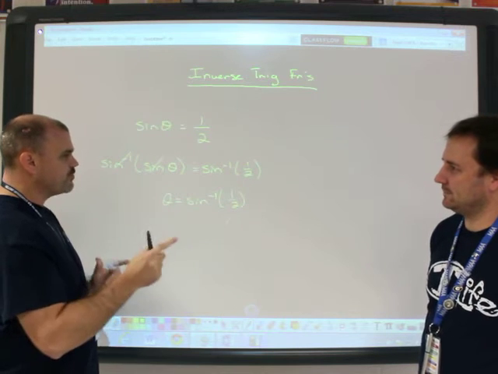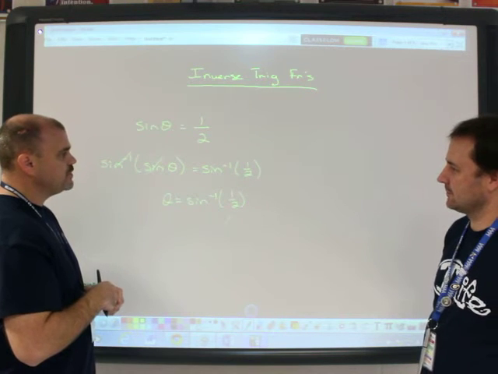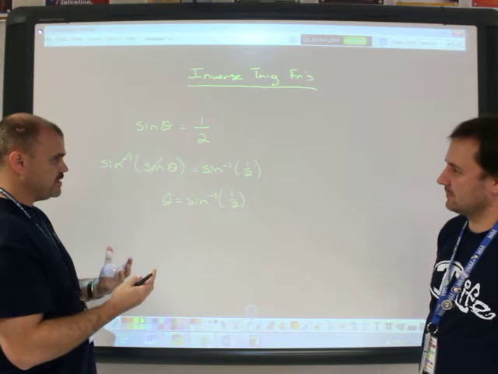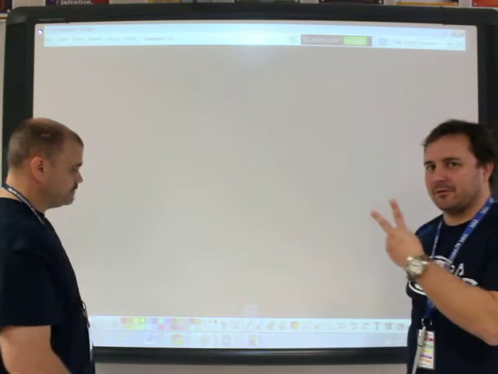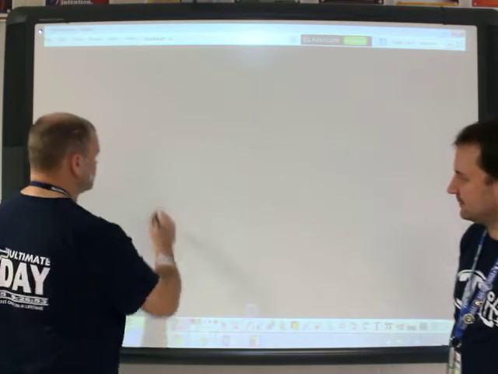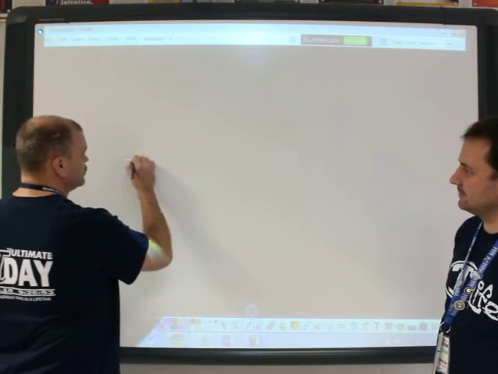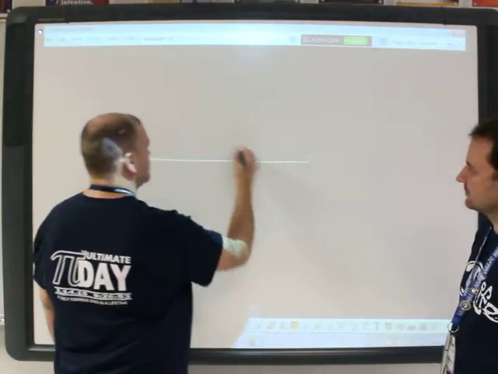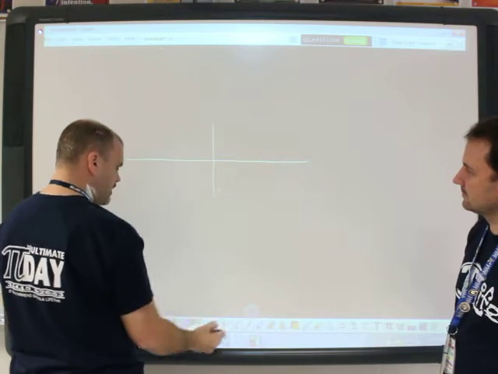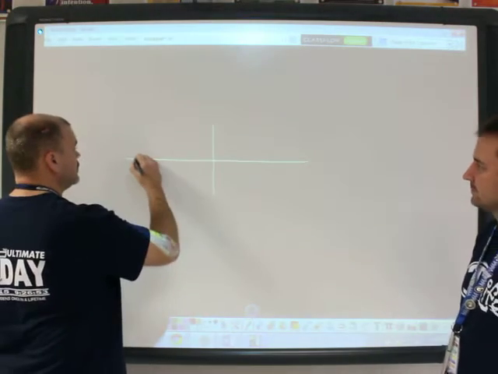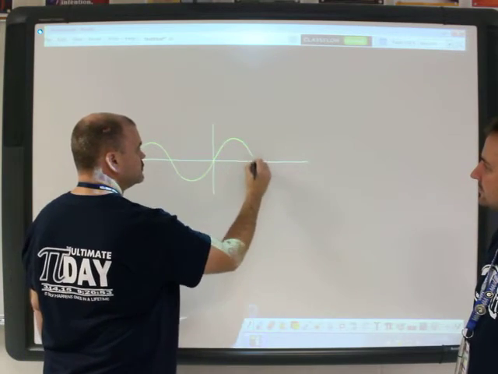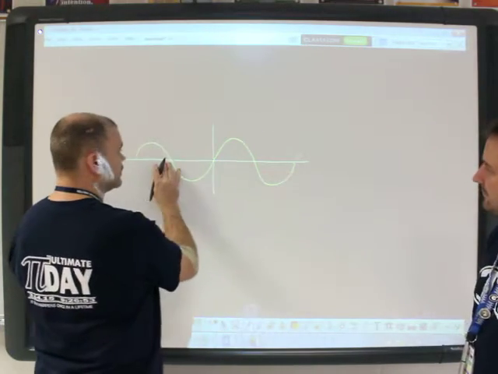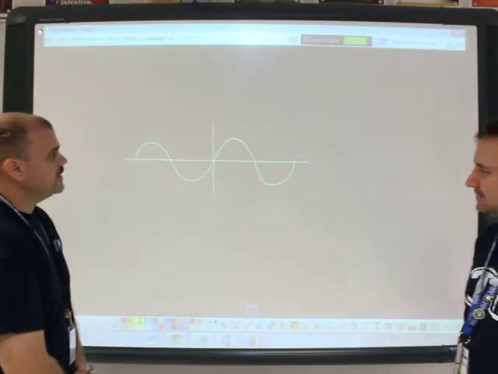But I think there could be a problem with that, Mr. Simmons. Why don't we talk about what the problem could be with this particular function? Having two solutions. If I were to draw this graph of y equals sine x, let's see if I can get a couple of decent periods here. Well, that one looked good. That one didn't look so good.